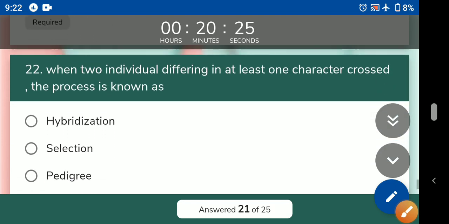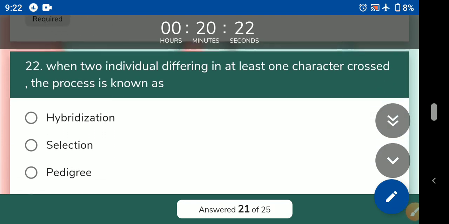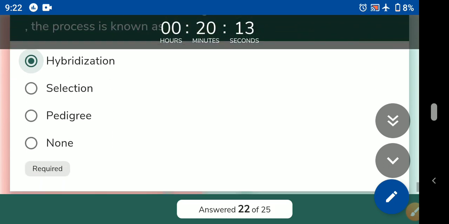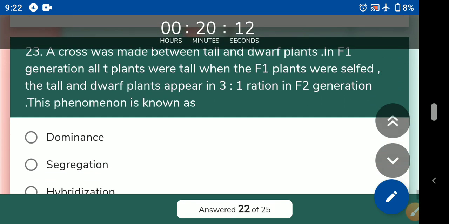When two individuals differing in at least one character cross, the process is known as hybridization. Like if we have a cross between a mango which is juicy and one which is less juicy, that cross is called hybridization. A cross was made between tall and dwarf plants. In the F1 generation, all plants were tall. When the F1 plants were selfed, tall and dwarf plants appear in a 3:1 ratio. This means out of 3:1, 3 are tall and 1 is dwarf. In the F2 generation, this phenomenon is known as the law of segregation.